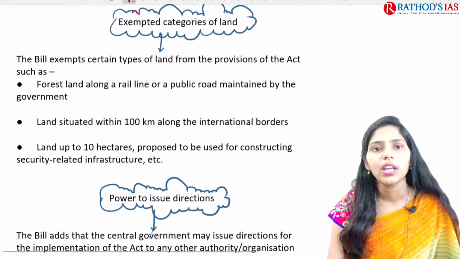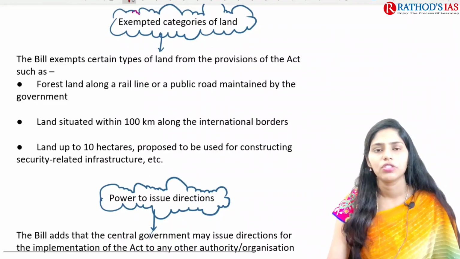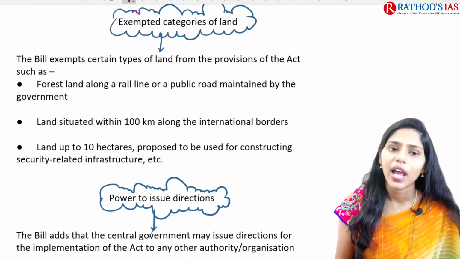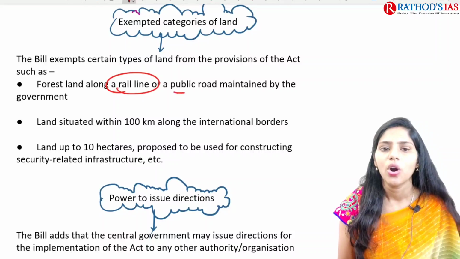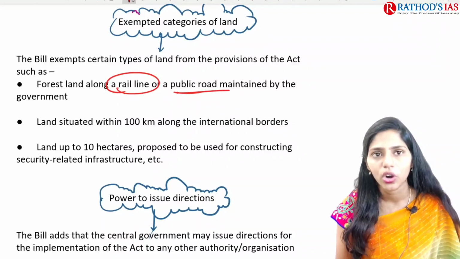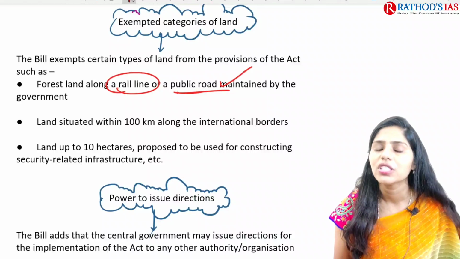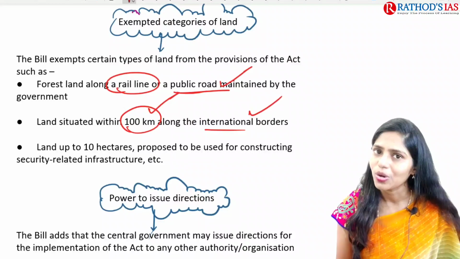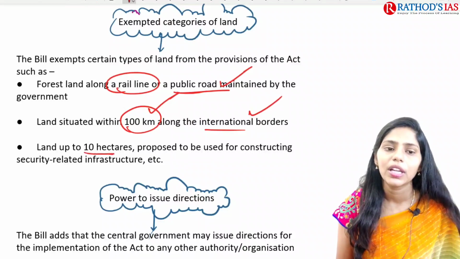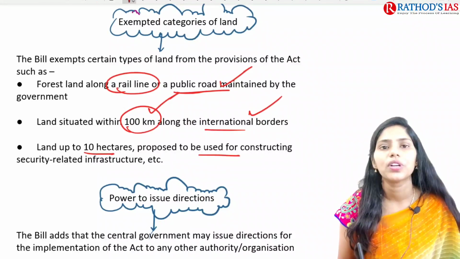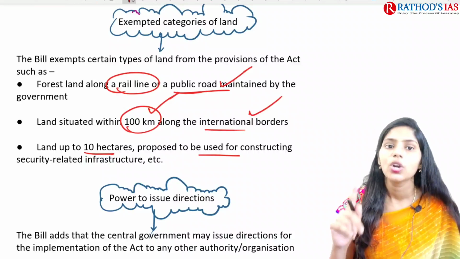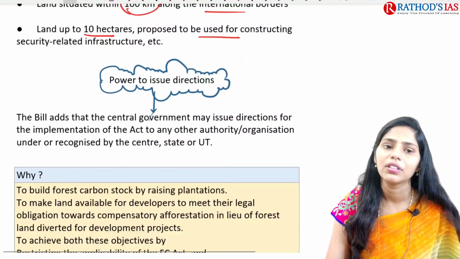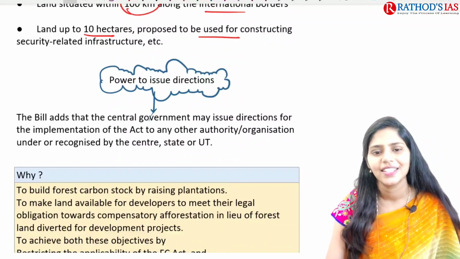Talking about the categories of land exempted under this amendment: first, forest land along a railway line or a public road maintained by the government is exempted. Land situated within 100 kilometers along international borders is also exempted. And land up to 10 hectares proposed to be used for constructing security-related infrastructure is also exempted. The power is given, obviously, to the central government.